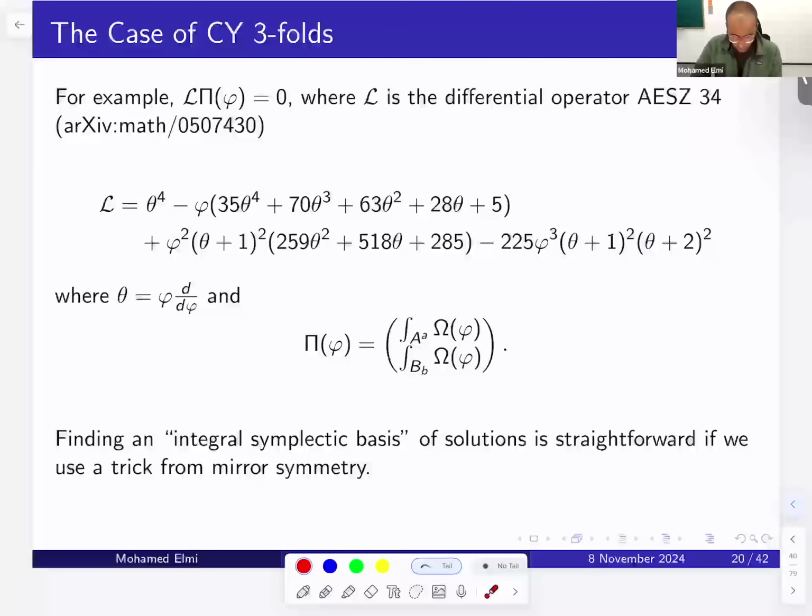All right. When you solve this differential equation, the difficult part is that you can use the method of Frobenius to solve this, but it will give you a basis of solutions that doesn't correspond to integrating over some nice integral symplectic basis. When you integrate over this thing, this Pi will have monodromy, which is valued in Sp(4,Z).